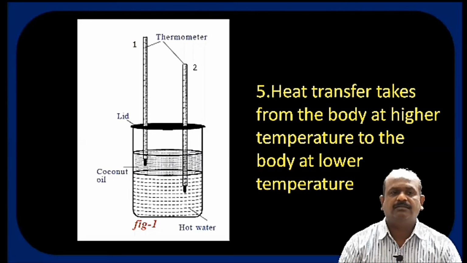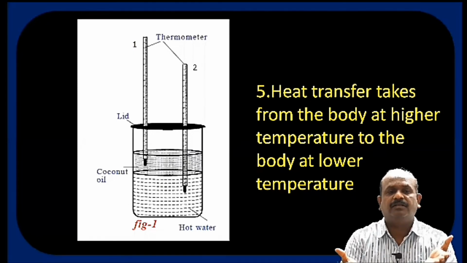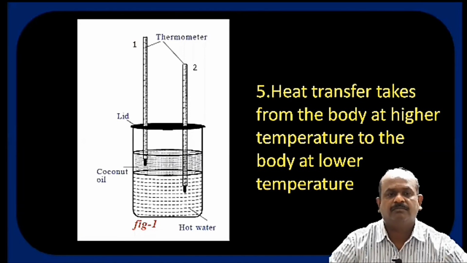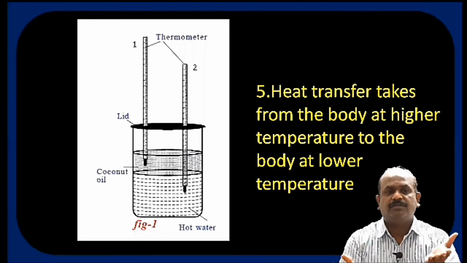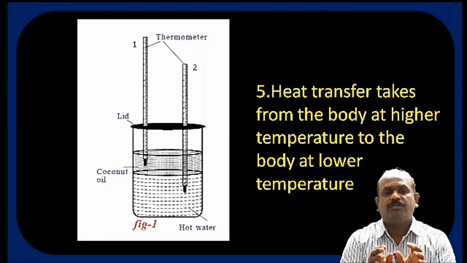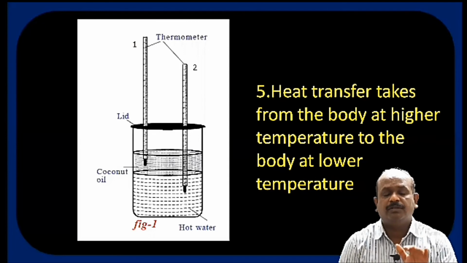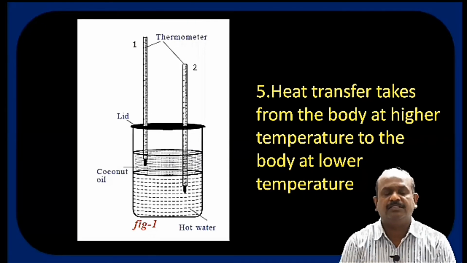Gradually, the temperature reading of the second thermometer goes on decreasing and the temperature reading in the first thermometer goes on increasing. What does this indicate? The temperature of the water decreases and the temperature of the oil increases. That means when two bodies are in thermal contact with each other, heat transfer takes place. During this process, one body loses heat energy, one body gains heat energy.